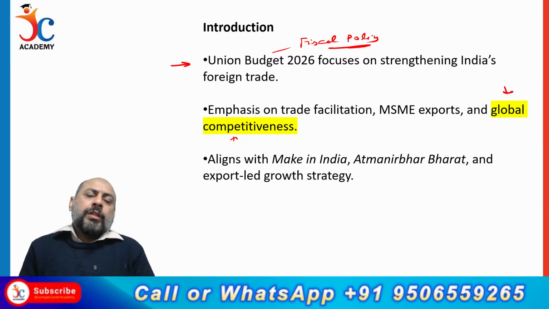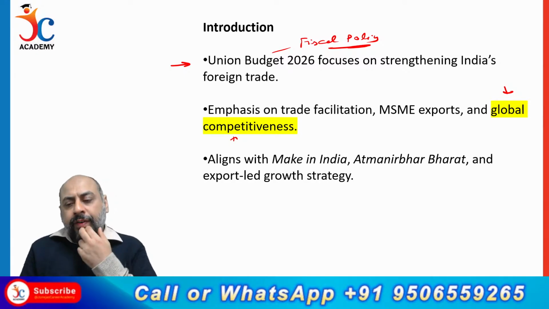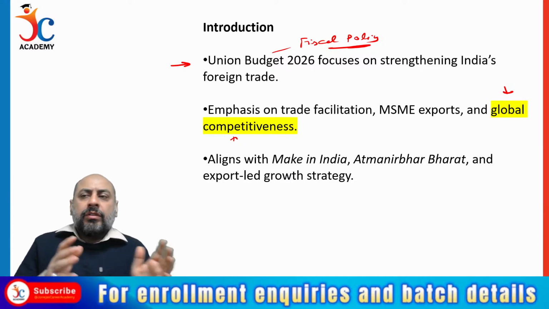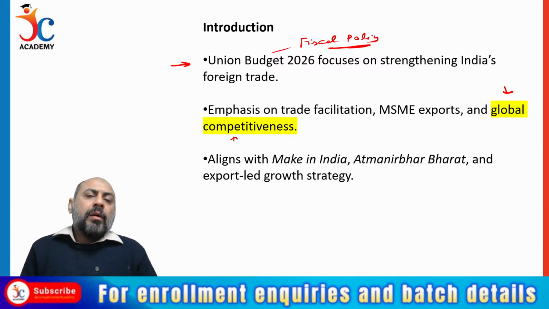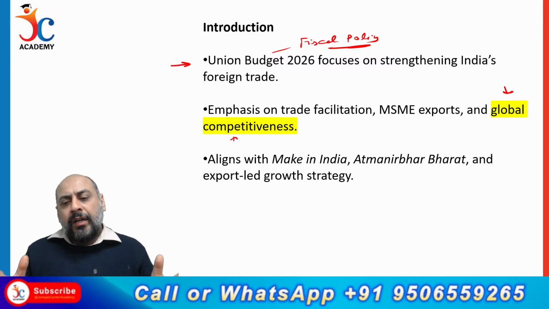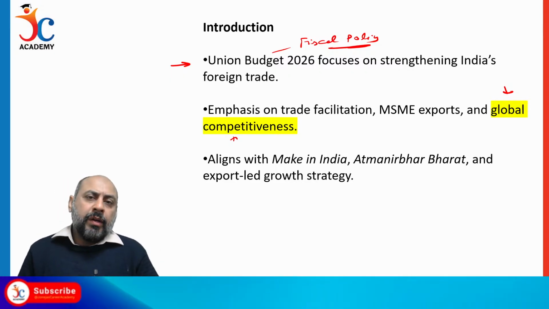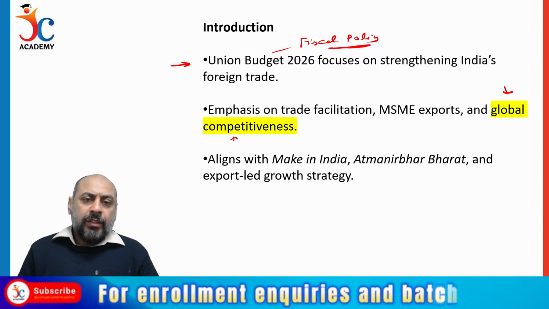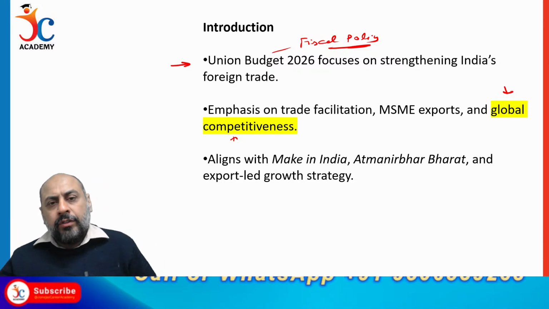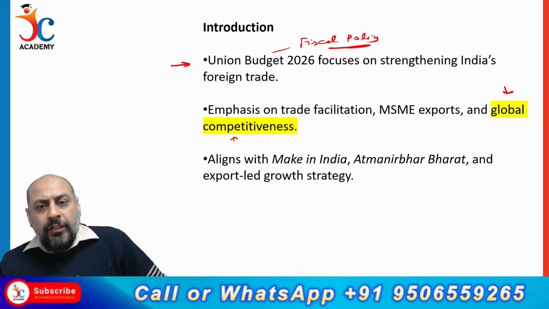So monetary policy has been taken care of by the Reserve Bank of India. Where fiscal policy talks about taxation, collection, revenue and expenditure of the country, monetary policy looks at easing out or maybe adding or removing liquidity from the market, thereby managing inflation at large. So this budget was focused on strengthening India's foreign trade.